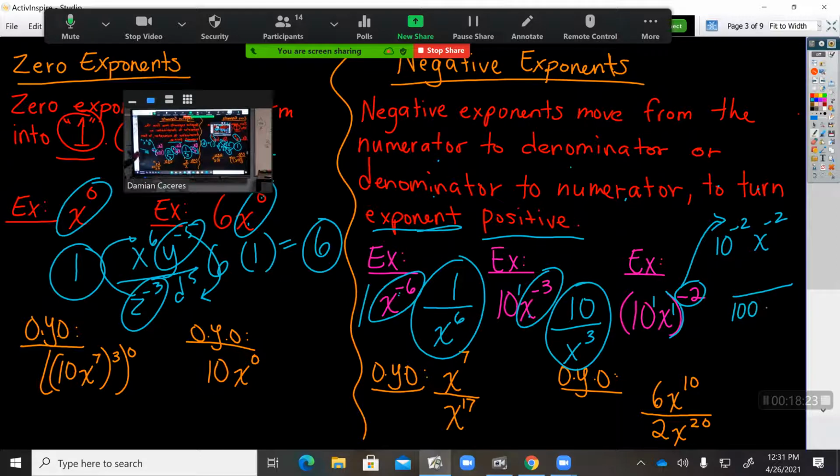10 to the positive 2 is 100. X to the positive 2. If there's nothing else left, what goes on top? A 1. That's one way of doing it, right? But look how much easier my other way of doing it is.